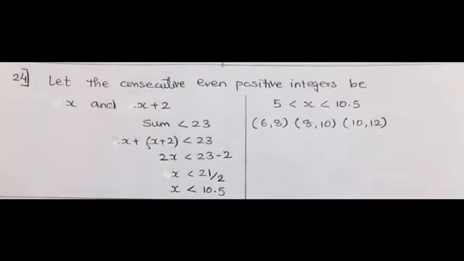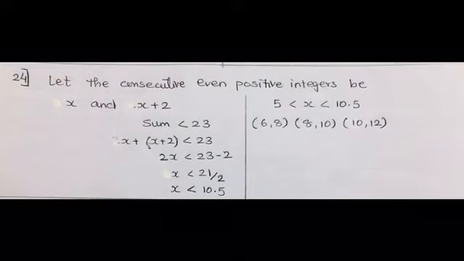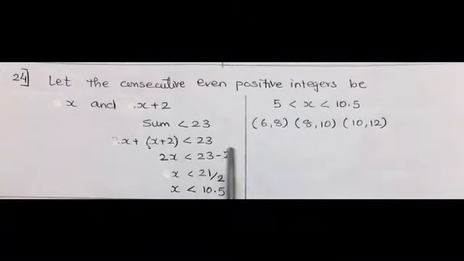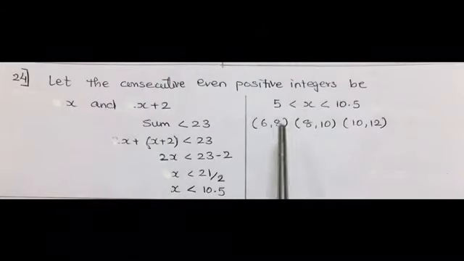24th one is: find all pairs of consecutive even positive integers, both of which are larger than 5, such that their sum is less than 23. Here we have to calculate even positive integers whose sum is less than 23, but each one of them should be more than 5.